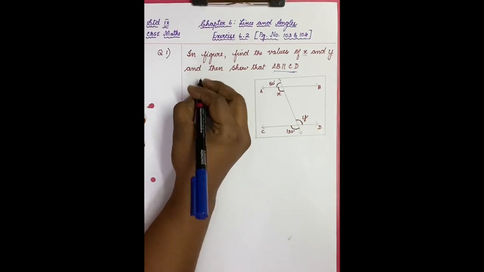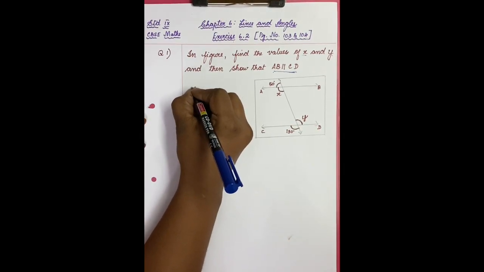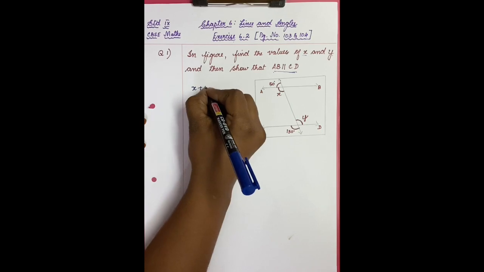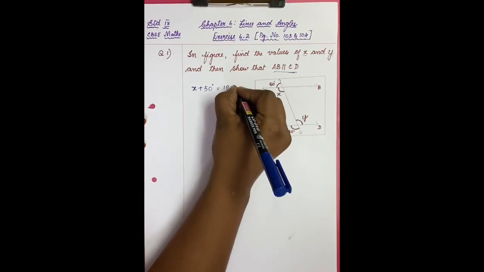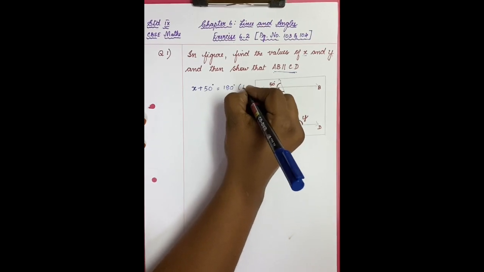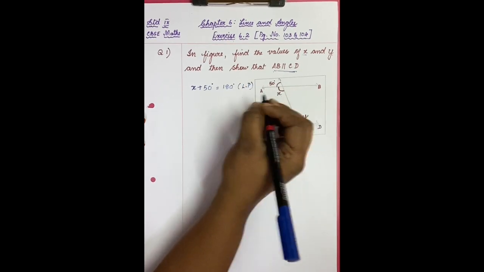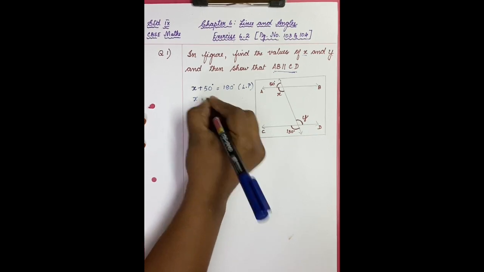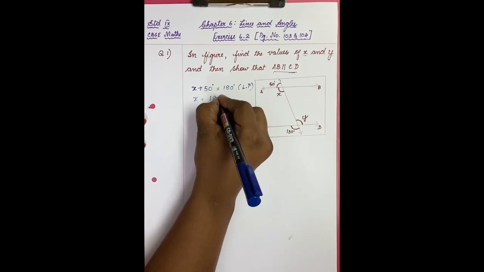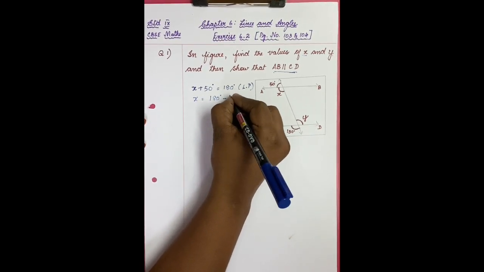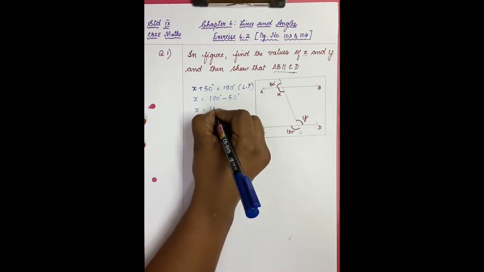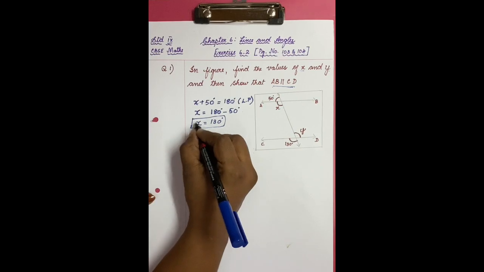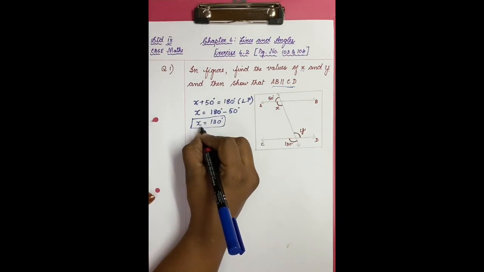So we will start the problem. x plus 50 degree is equal to 180 degree because it is a linear pair. Therefore, x is equal to 180 degree minus 50 degree. Therefore, x is equal to 130 degree. So, we have got the value of x now.